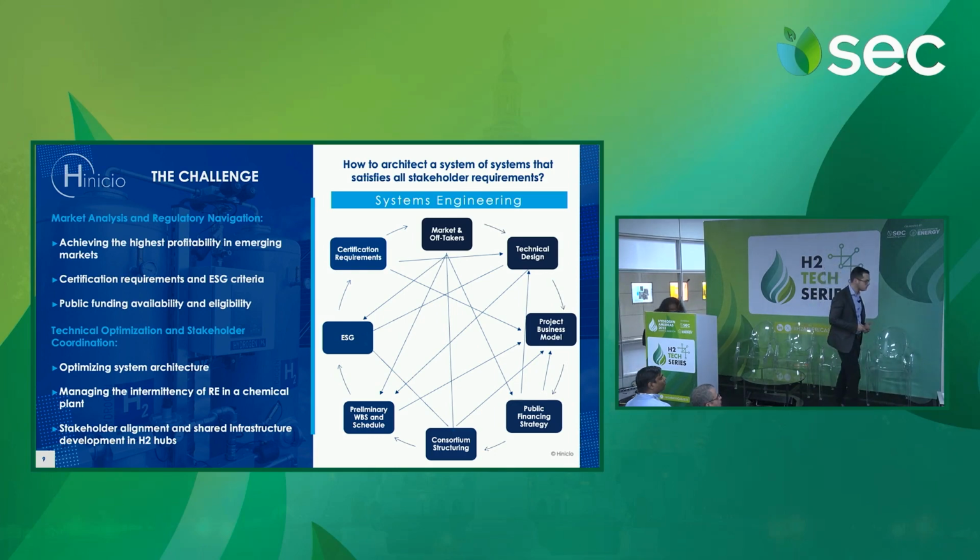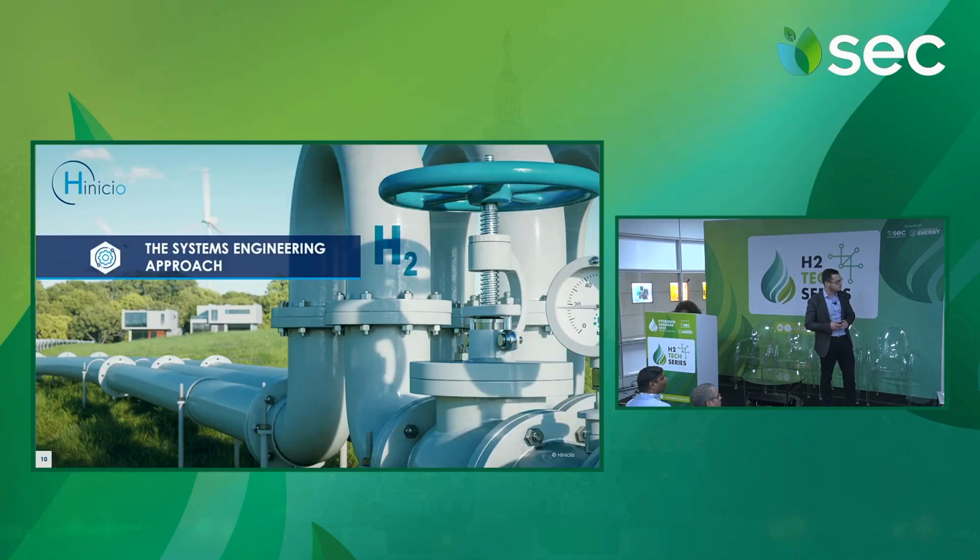It is also important for those of you that are participating maybe in a hydrogen hub to be aware that there is a huge issue, which is that you have to align more than 20 stakeholders per hub. So that's something very important, and of course has to do with the stakeholder alignment.